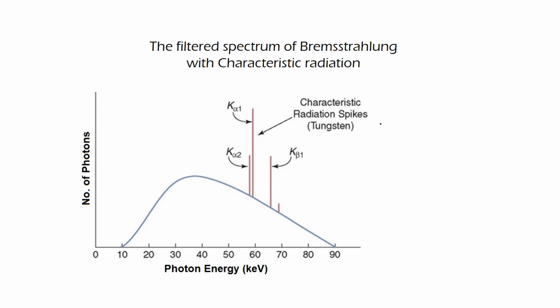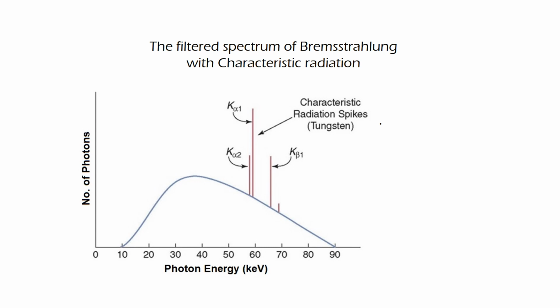We can see here the effect of characteristic radiation, which adds spikes or peaks to the X-ray spectrum. These peaks are determined by the target material used in the X-ray tube. The filtered spectrum of Bremsstrahlung and characteristic radiation from a tungsten target with a potential difference of 90 keV illustrates specific characteristic radiation energies from K-alpha and K-beta transitions. We are already aware of these specific energy values for tungsten from our earlier discussion on characteristic radiation.